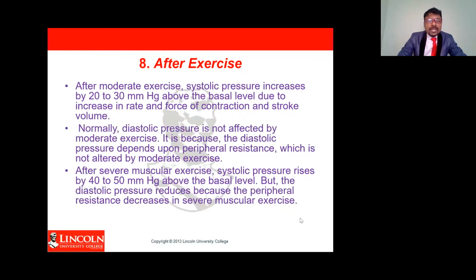Okay. So coming to after the exercise, how is the blood pressure going to be increased? After the exercise, the blood pressure is going to be increased because exercise increases the cardiac output. Because of the cardiac output, the blood volume also is going to be increased. If it is increased, the pressure also is going to be increased. After severe muscular exercise, at least 40 to 50 mm of Hg is going to be increased.